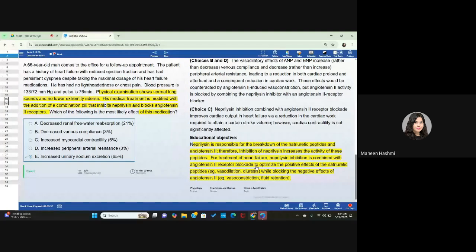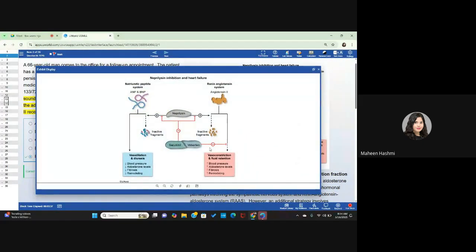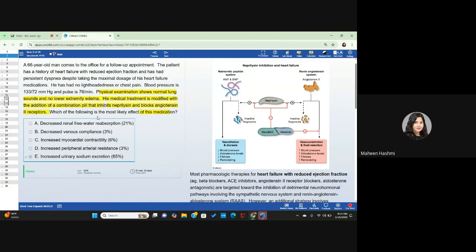Again, for treatment of heart failure, neprilysin inhibition is combined with angiotensin II receptor blockade, so that the effects are increased, and as a result, vasodilation and diuresis occur, and it blocks the negative effects of angiotensin II. You can see over here that it's going to block the vasoconstriction and fluid retention, and it's going to do more vasodilation and diuresis. Because diuresis is happening, there's increased urinary sodium excretion occurring.